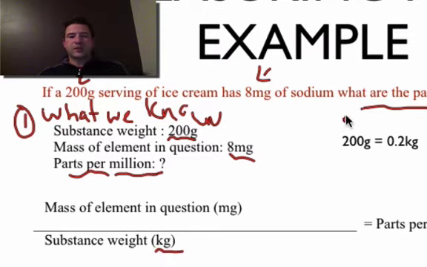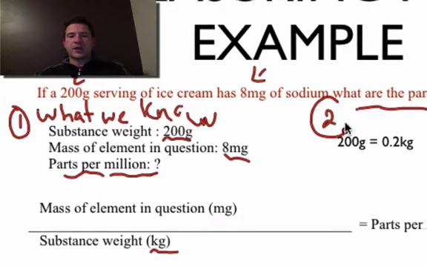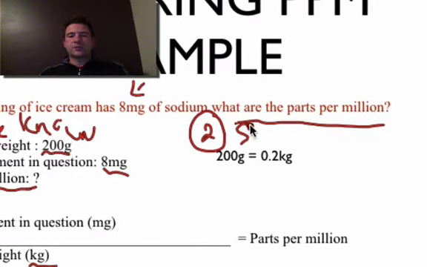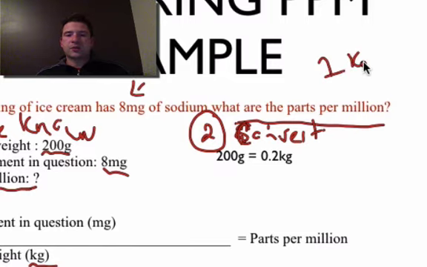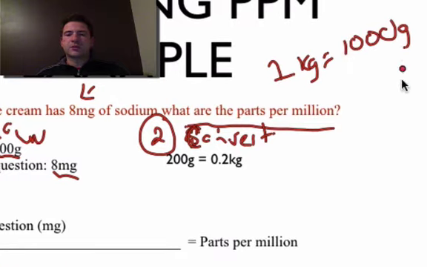So what I've done here is step 2, and I like to call this convert. So we're going to do a conversion. 200 grams is equal to 0.2 kilograms. How did I get that? Well, I need to divide. Just remember, 1 kilogram, 1 kg, is equal to 1,000 grams.